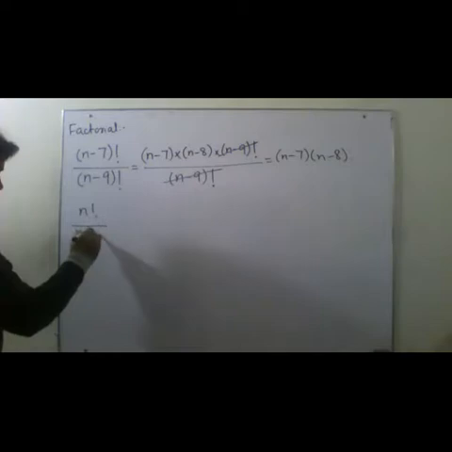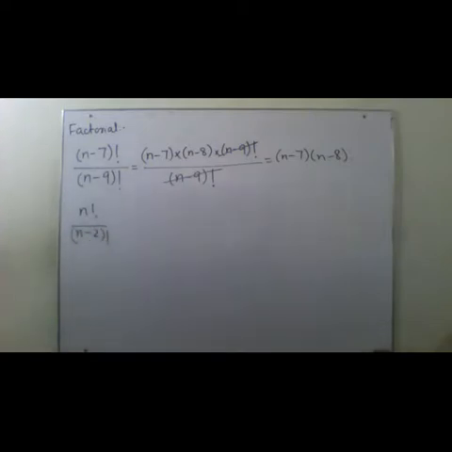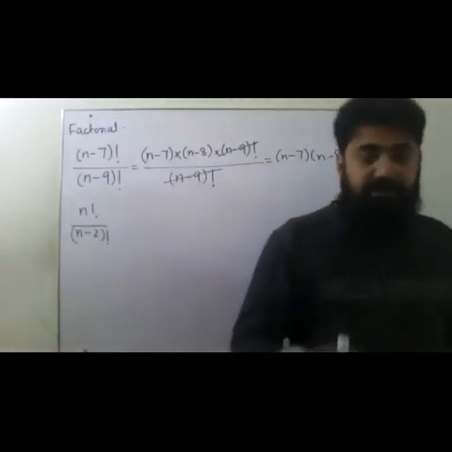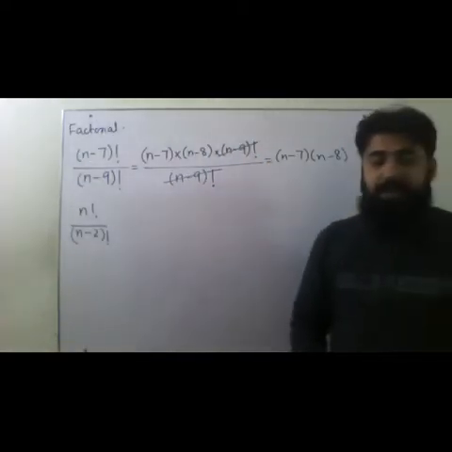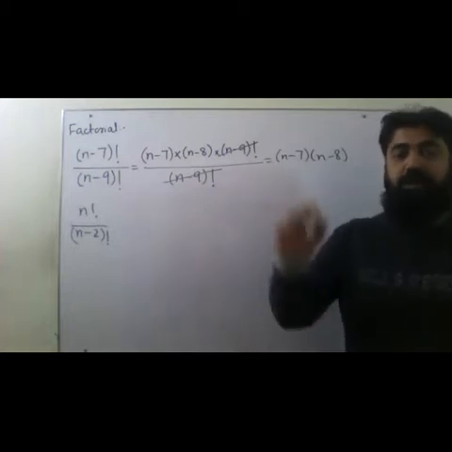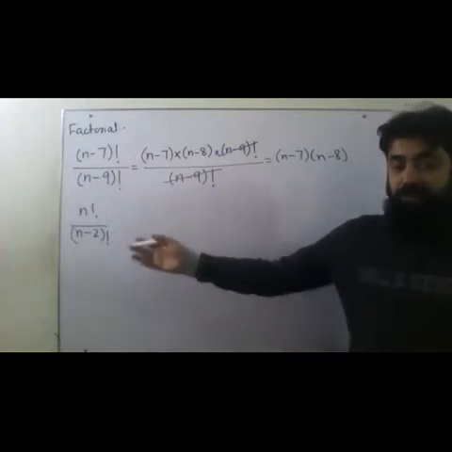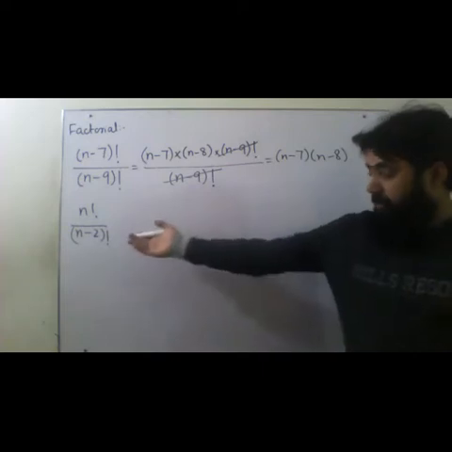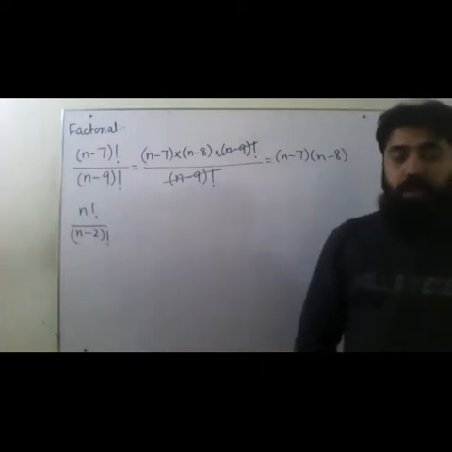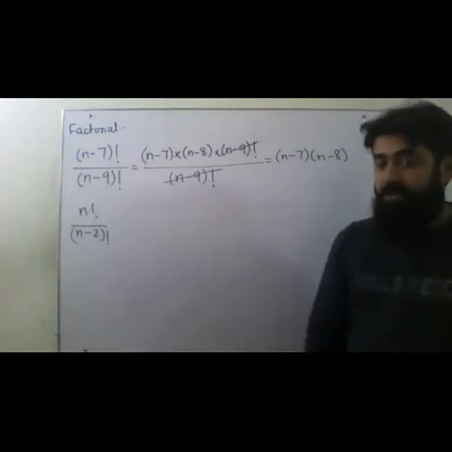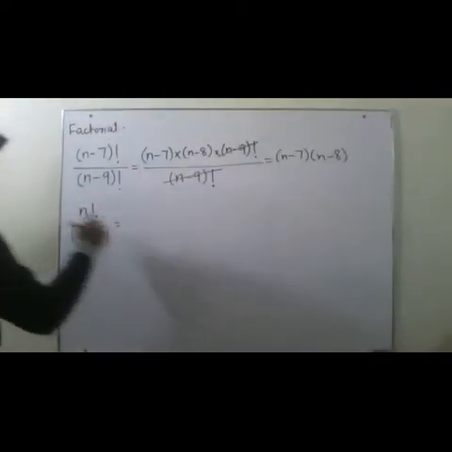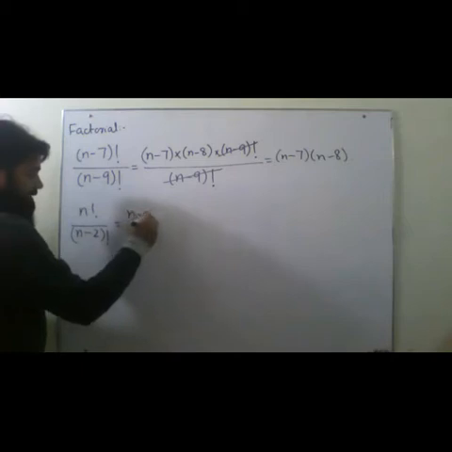One more example. n factorial, n minus 2 factorial. Sir has told us to expand the one in which the smaller number is getting subtracted. But which should we expand over here? Only one is showing minus 2, the other is not showing anything. So you can change it. n can be written as n minus 0. Can I write it like this?